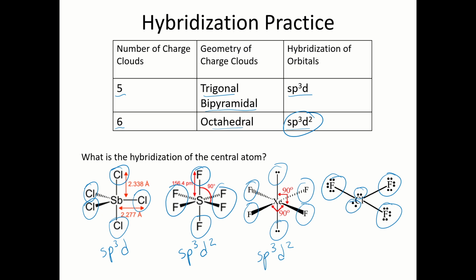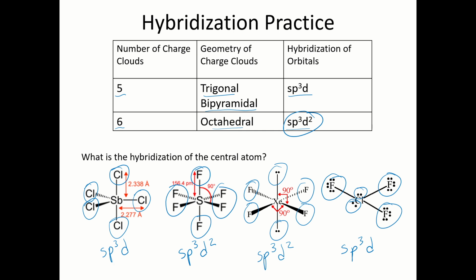Okay, and then last example, again on that chlorine, we do not care about the lone pairs on the fluorine, just the lone pairs on the chlorine. So that's a total of 5 electron clouds around that chlorine, and that gives us an sp3d hybridization. Okay, we've got one more example we're going to do.